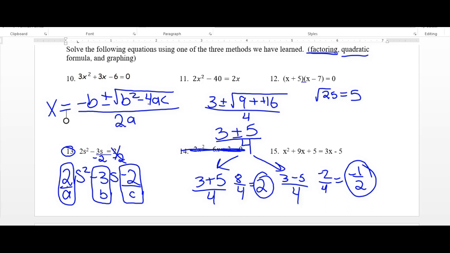The rest of these can all be solved using one of those three ways. Factoring only works sometimes. I would not really rely on factoring unless the problem is already factored for you, like on number 12. The quadratic formula works. It's a little bit of a process, though. It works for everything, though. Graphing, probably the easiest way to do these. Make it equal 0, graph the equation, find the roots, and you got your solutions.